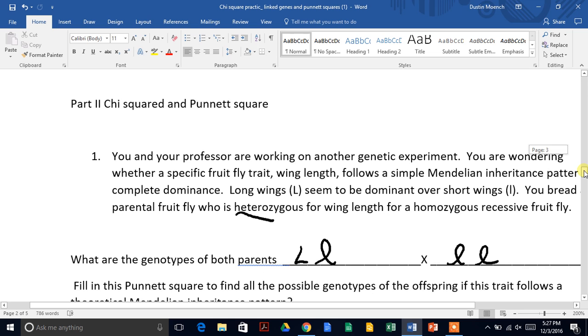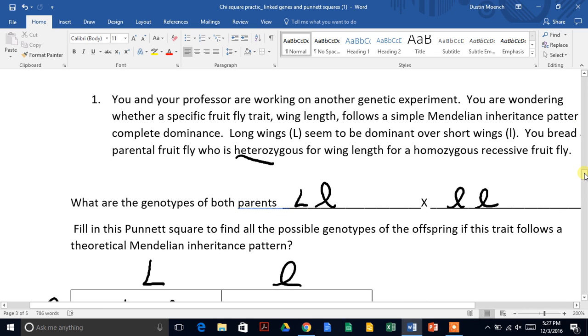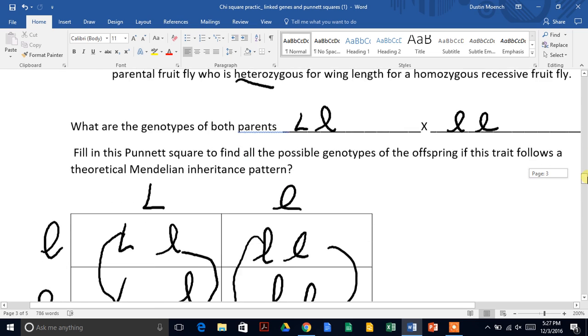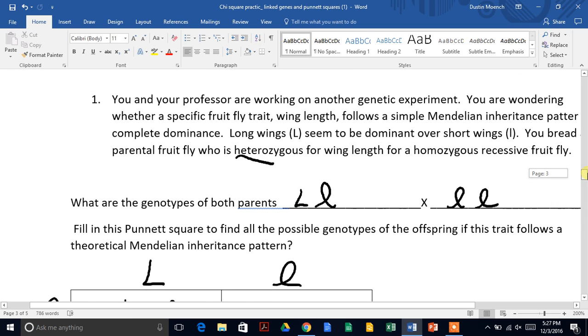Alright, number 2. You and your professor are working on another genetics experiment. You're wondering whether a specific fruit fly trait, wing length, follows a simple Mendelian inheritance pattern of complete dominance. Long wings seem to be dominant over short wings. You breed a parental fruit fly who is heterozygous for wing length and a homozygous recessive fruit fly.